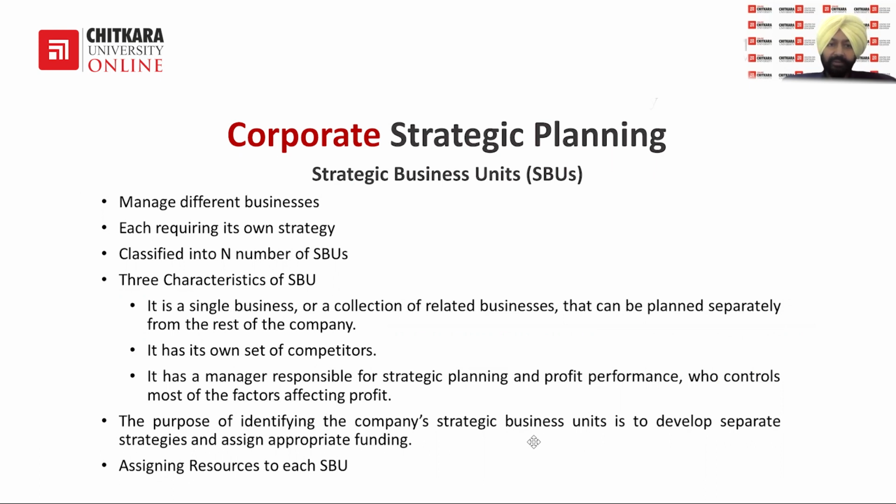So what are the three characteristics of a strategic business unit? It is a single business or a collection of related businesses that can be planned separately from the rest of the company. So it's not that you have the same strategy for all the business lines. It depends, because you may have different aspirations for different business lines, because all these business lines could be diverse, or all these business lines can complement the main business also. So it depends what kind of business line an organization is into. So it depends, and that can be planned separately from the rest of the company. So one business line strategy can be completely different than that of what that company is majorly into.